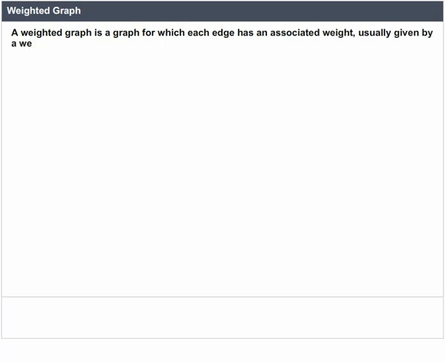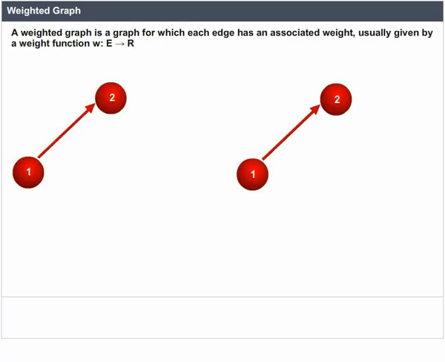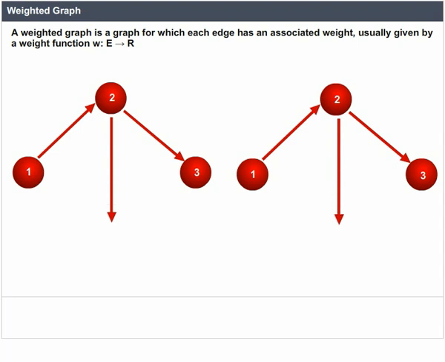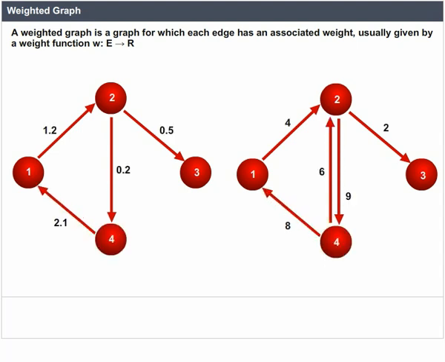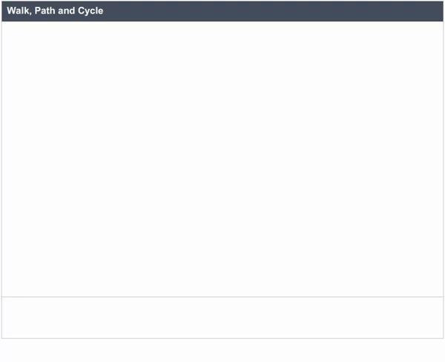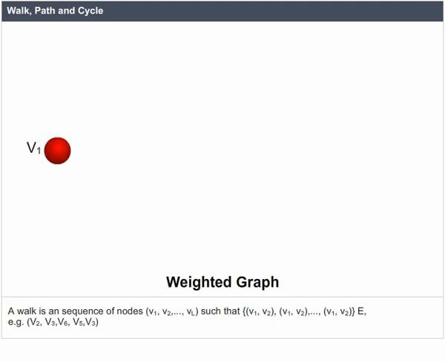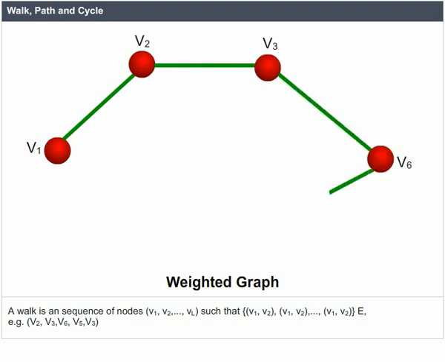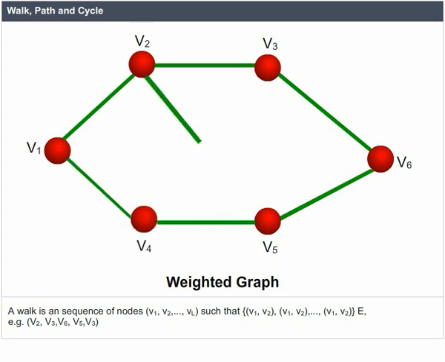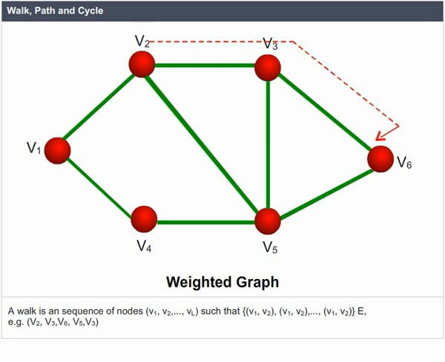Weighted graph. A weighted graph is a graph for which each edge has an associated weight, usually given by a weight function W: E → R. Walk, path and cycle. A walk is a sequence of nodes v1, v2, etc. vL such that (v1, v2), etc. are edges in E. Example: v2, v3, v6, v5, v3.